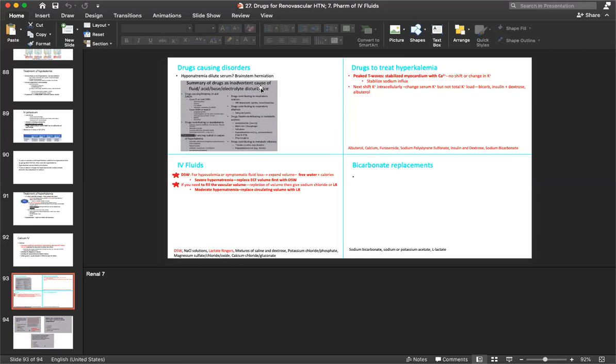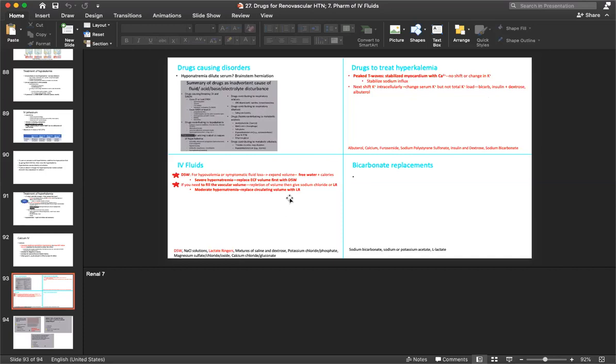If we try to fix it too quickly, low to high, brainstem herniation. Drugs treating hyperkalemia, again, we want to stabilize the myocardium with calcium gluconate before we do anything else. Next, we're going to shift it with bicarb or insulin, albuterol. And remember, insulin goes with dextrose so that our glucose is not too low.